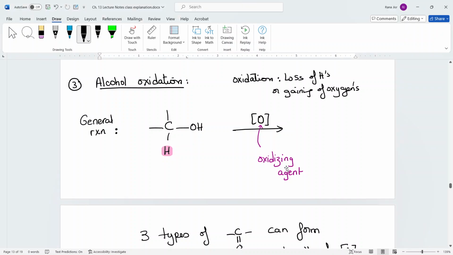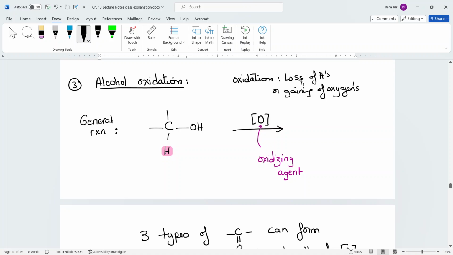Another reaction that is very important in identifying the identity of the alcohol is oxidation. Through this reaction, you can know if you're starting with a primary, secondary, or a tertiary alcohol. In this reaction, we use oxidizing agents, and the process is called oxidation. Oxidation is a process where you either lose hydrogens or you gain oxygens.